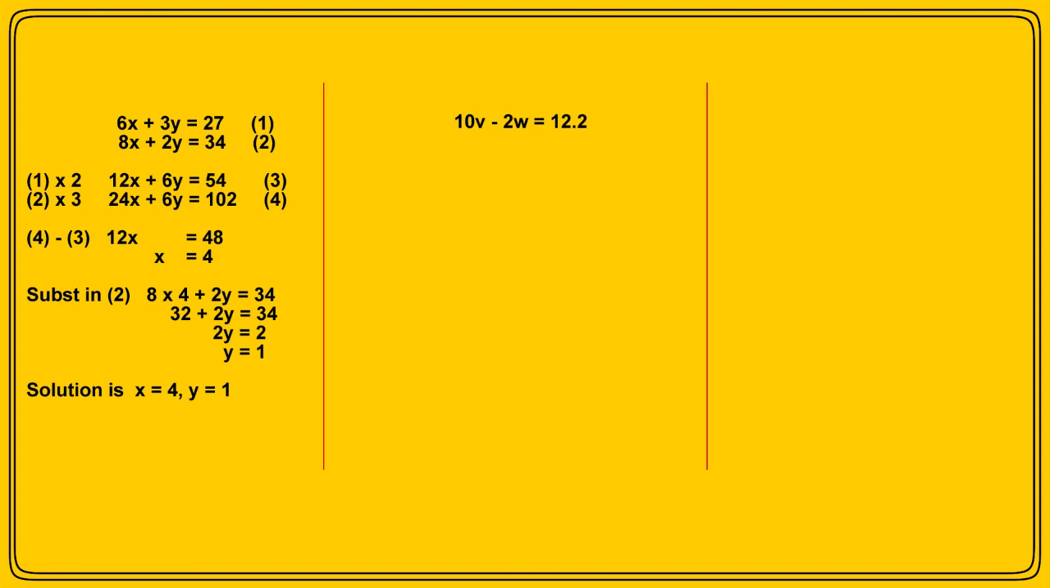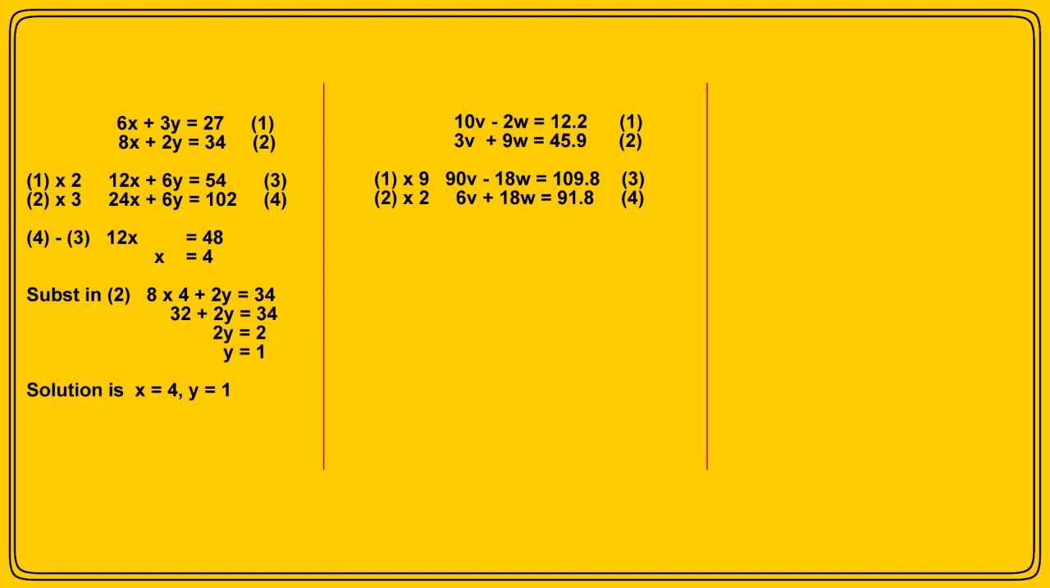10v subtract 2w is 12.2, which we label equation 1, and 3v plus 9w equals 45.9, which we label equation 2. We decided to make the coefficients of w the same. To do this, we multiply equation 1 by 9 to get 90v subtract 18w equals 109.8, and we'll label that equation 3. Now multiply equation 2 by 2 to get 6v plus 18w equals 91.8, and label that equation 4.